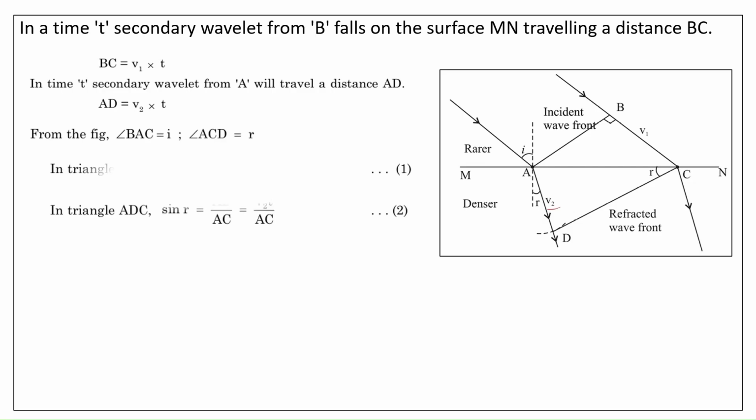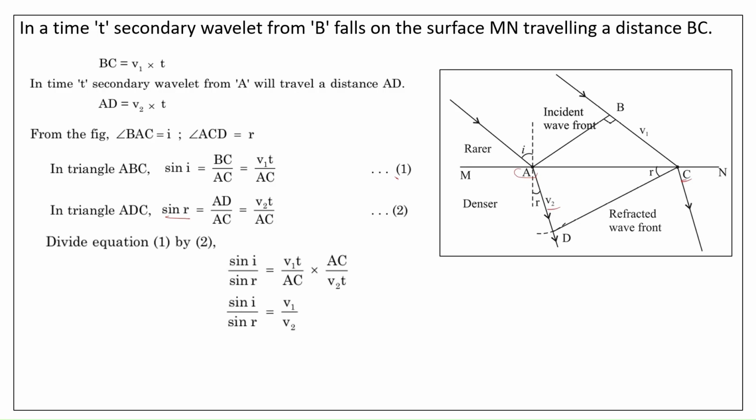Therefore, AD is equal to V2 into t. From the figure, angle BAC is equal to I and angle ACD is equal to R. In triangle ABC, sin I is equal to BC by AC is equal to V1t by AC. In triangle ADC, sin R is equal to AD by AC is equal to V2t by AC.